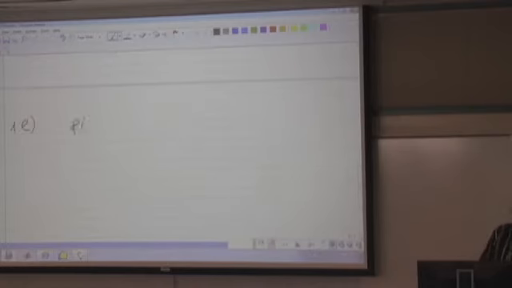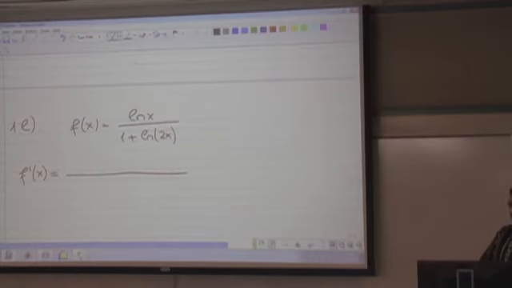So f of x is equal to the natural logarithm of x divided by 1 plus the natural logarithm of 2x. What should we notice? We're looking at a ratio, so we need to apply the quotient rule, right? The derivative of the top, which is 1 over x, times the bottom, which is 1 plus ln of 2x, minus, and now what is the derivative of 1 plus ln of 2x?